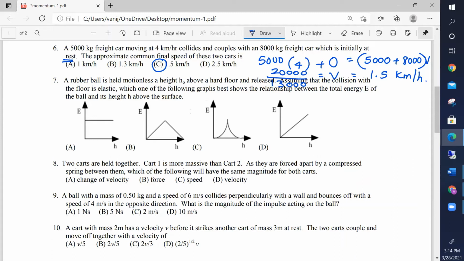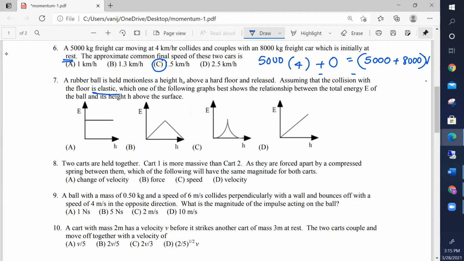All right, number 7. The rubber ball is held motionless a height h0 above a hard floor and released. Assuming that the collision with the floor is elastic, which one of the following graphs best shows the relationship between the total energy E of the ball and its height h above the surface? Which one of these graphs actually represents the total energy E and its height h above the surface? Which one do you think would be the answer to 7?